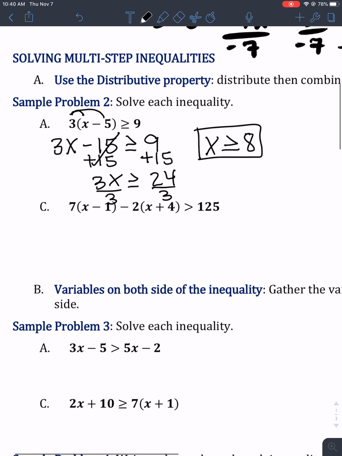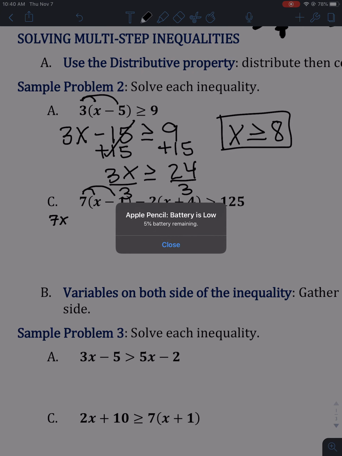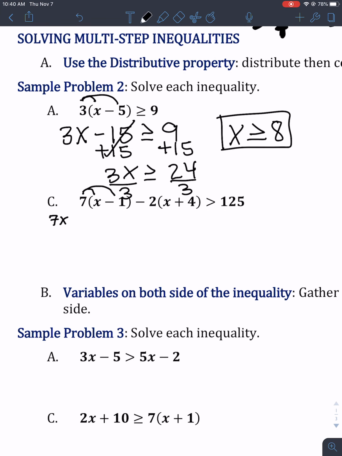Well, this one's a little bit more complicated. I got a lot going on here. Well, I gotta distribute first. So 7x, and then my pencil's dying. 7 times -1 is -7, minus 2 times -2 times x is -2x, and -2 times 4 is -8, greater than 125.